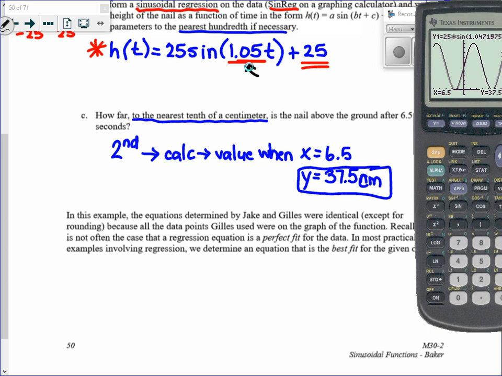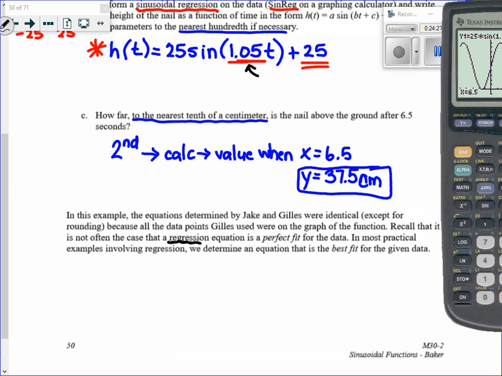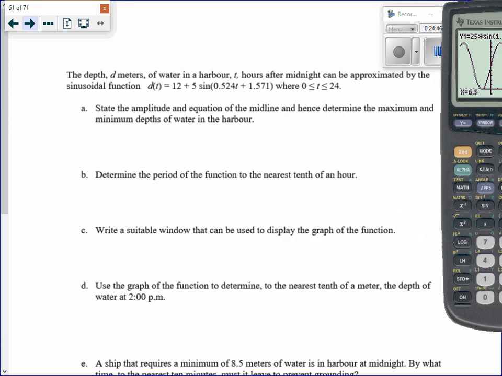So this note just says the two boys got the exact same equations except for rounding, because all the data points that Jill used were on the graph of the function. But normally that's not the case, because remember, when you do a regression equation, it's not a perfect fit for the data. Most of the time when you do an example involving regression, you're looking for an equation that is the best fit for that. So you're looking for the line of best fit, generally, okay? Okay, one more example I just want to show you really quickly.